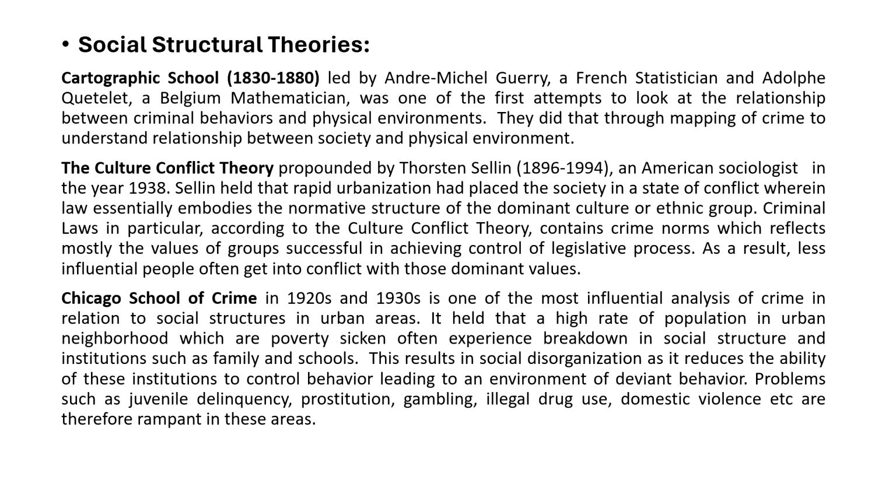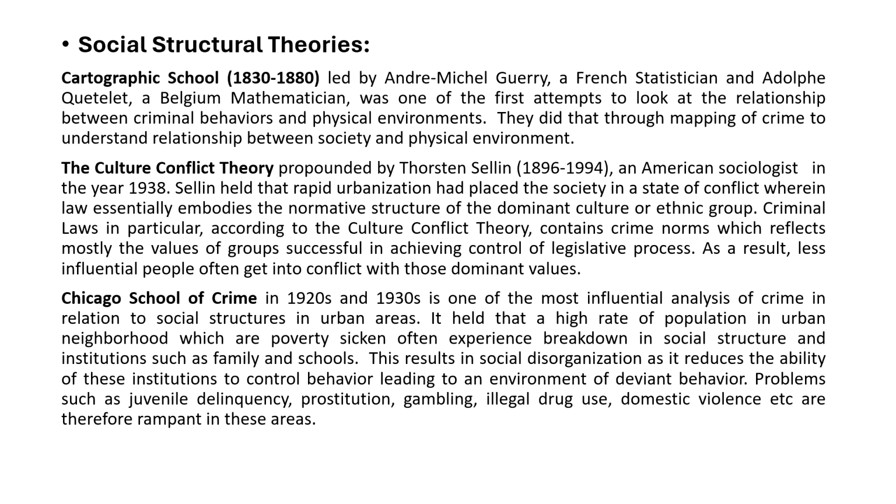The culture conflict theory, given by Sellin, stated that rapid urbanization had placed society in a state of conflict, wherein law essentially embodies the values or the normative structure of the dominant culture or ethnic group. Now, if criminal laws reflect only the cultural values of a dominant class, obviously the not so dominant class may not be able to imbibe those values, and if they violate those values, these people are termed as criminal. That means, according to cultural conflict theory, crime norms reflect mostly the values of a group successful in achieving control over the legislative process. As a result, less influential people often come into conflict with those dominant values.